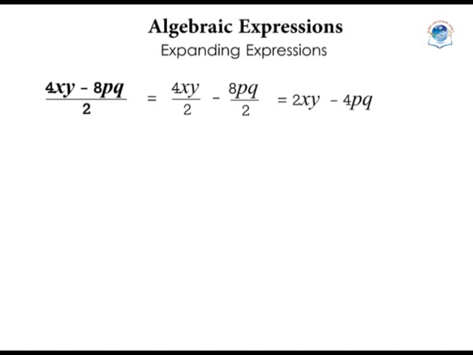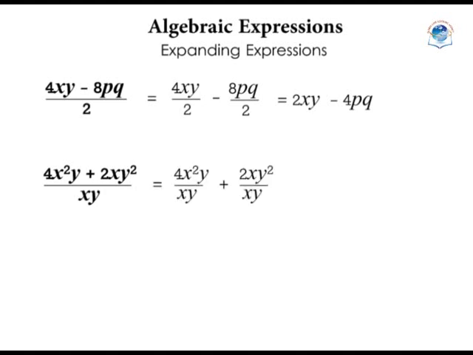4x squared y plus 2xy squared, over xy is equal to 4x squared y over xy plus 2xy squared over xy. When we cancel out, we remain with 4x plus 2y.